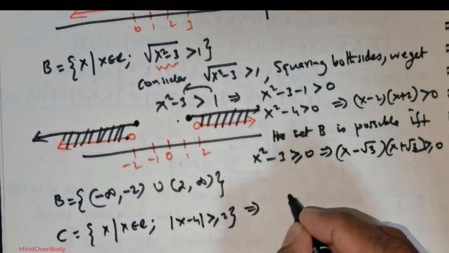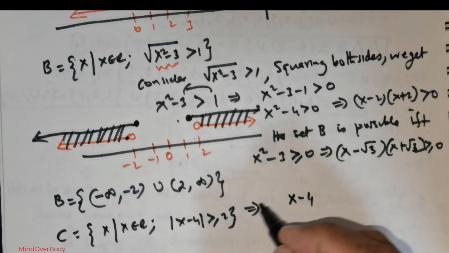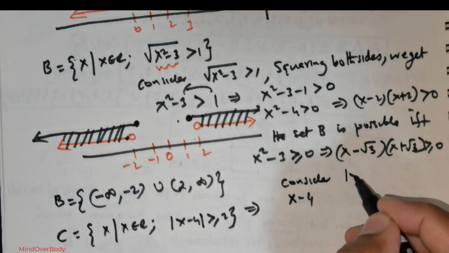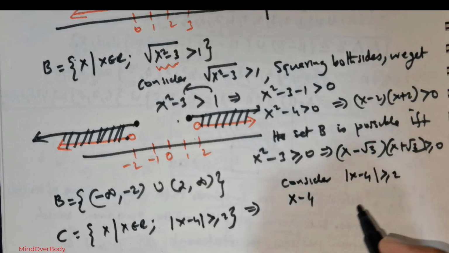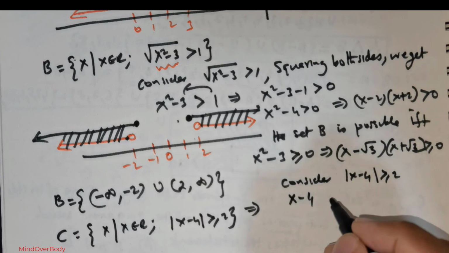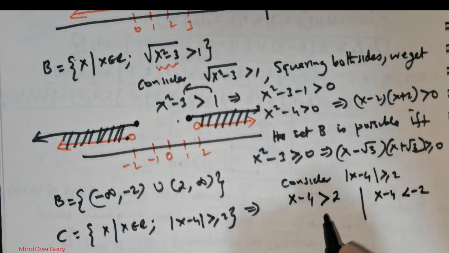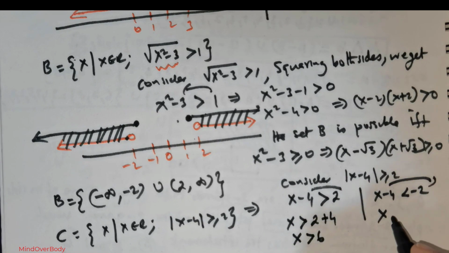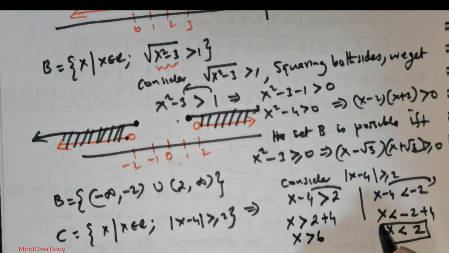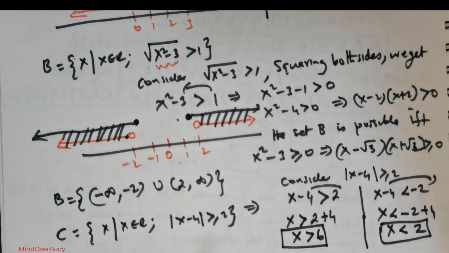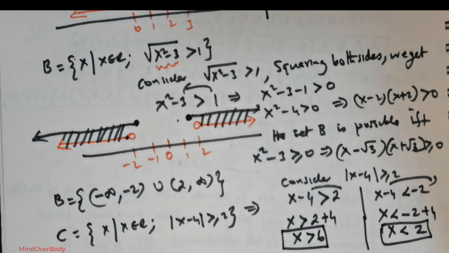So if you were to consider the modulus of x minus 4 greater than or equal to 2, this would mean x minus 4 is greater than or equal to 2, or x minus 4 is less than or equal to -2. If you were to push this 4 to the other side, you get x is greater than or equal to 2 plus 4, so x is greater than or equal to 6. In this case, if you were to push this 4, x is less than or equal to -2 plus 4. That's going to be x less than or equal to 2. So you got x less than or equal to 2 and x greater than or equal to 6. Two such values you have got, right?